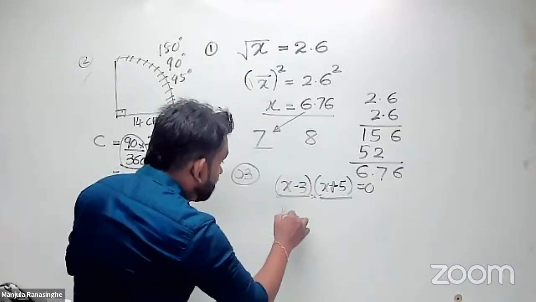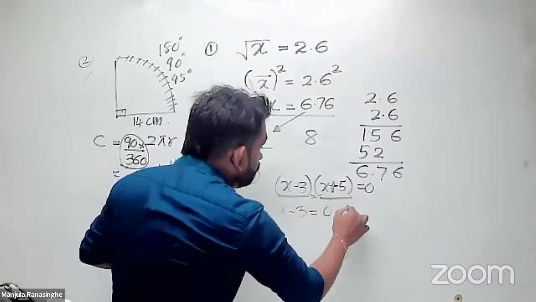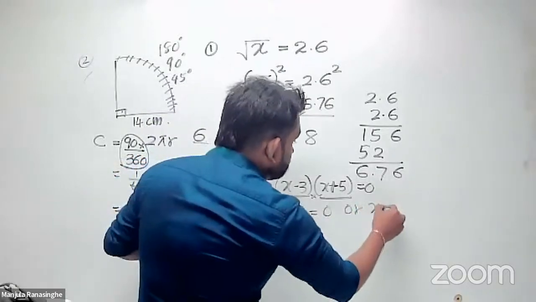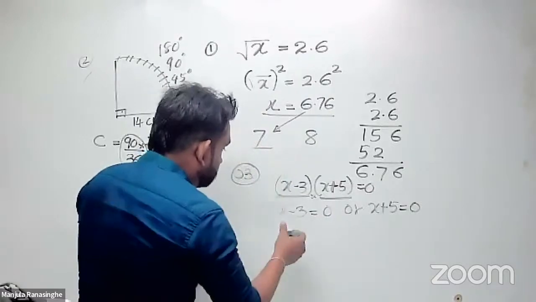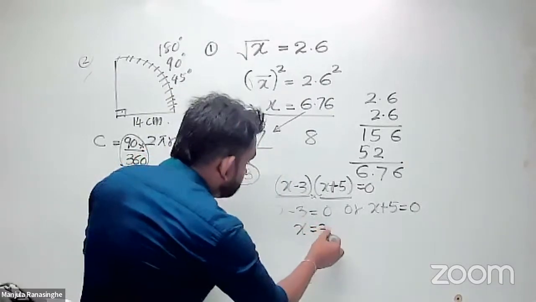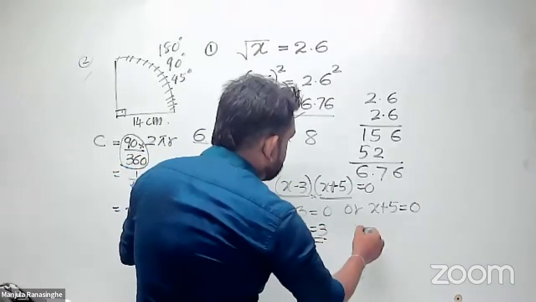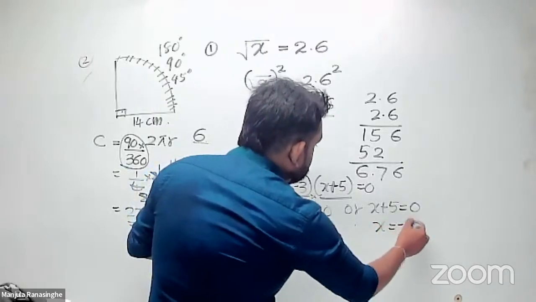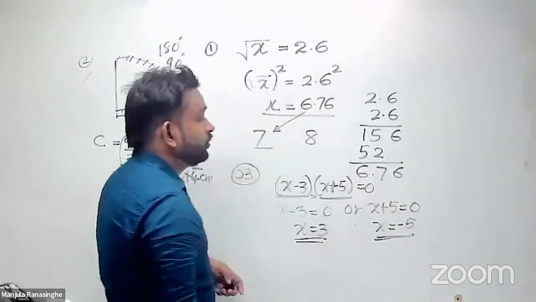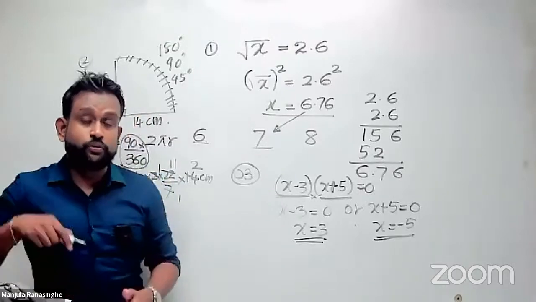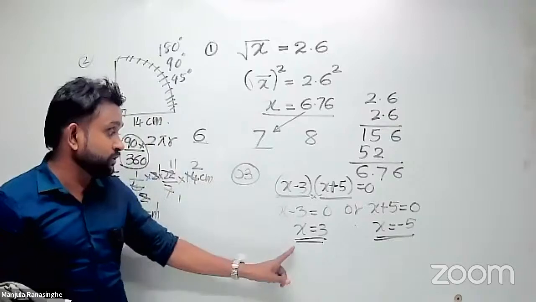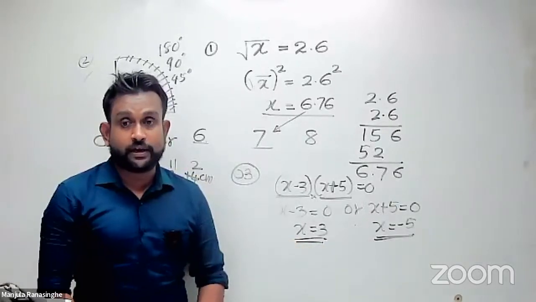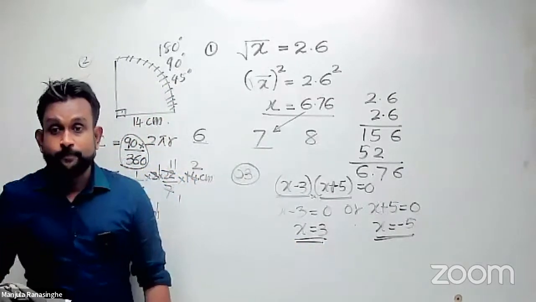You write x minus 3 equals 0, and the other factor, x plus 5 equals 0. Then here you get x equals 3, and here x equals -5. So these are the two solutions. In a quadratic equation, there should be two solutions. Okay, correct it.